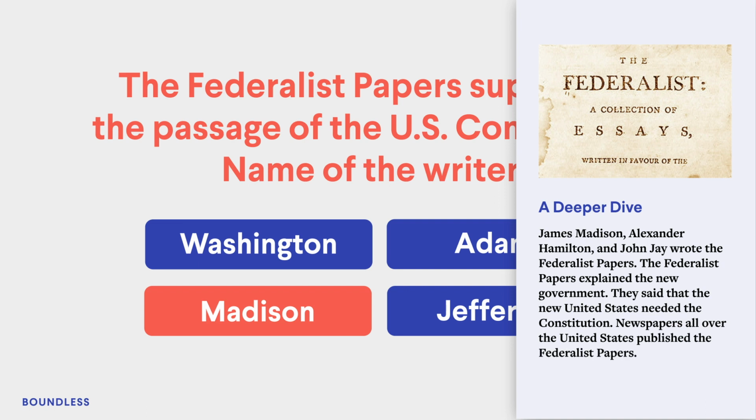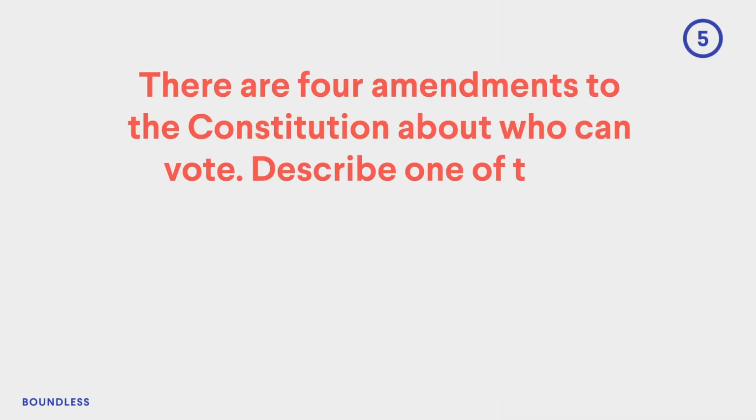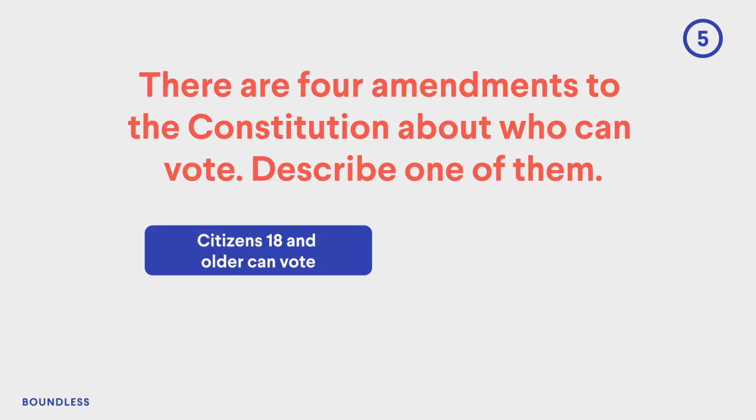The Federalist Papers explained the new government. They said that the new United States needed the Constitution. Newspapers all over the United States published the Federalist Papers. There are 4 amendments to the Constitution about who can vote. Describe one of them. Citizens 18 and older can vote.